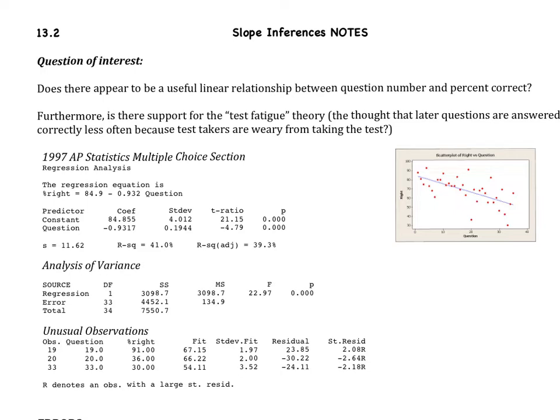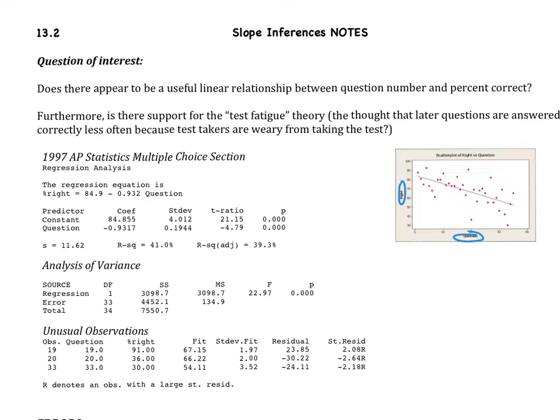So what this data shows, 1997 was the first year the AP Stats test was given. This data shows on the x-axis the question number for the multiple choice. There were 40 multiple choice. On the y-axis is the percentage of students that answered that question correctly. So question number versus percentage of students that answered that question correctly.